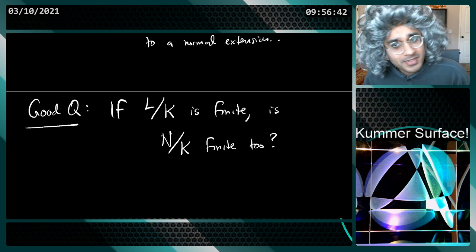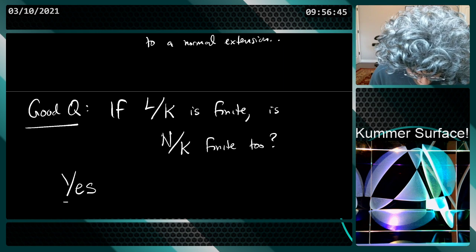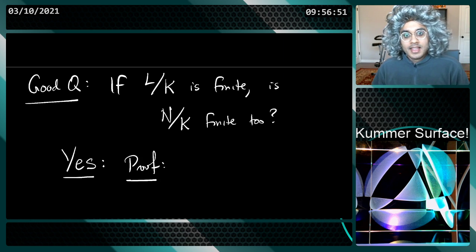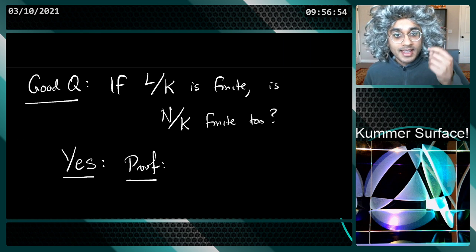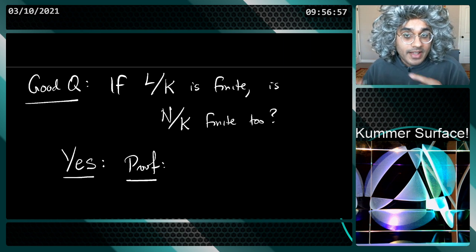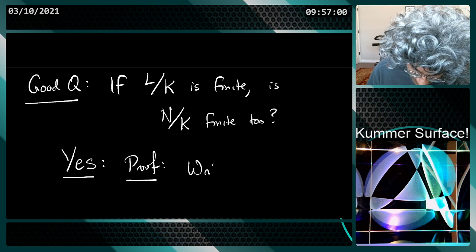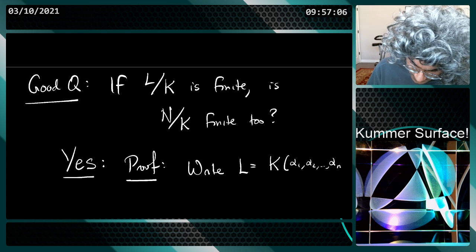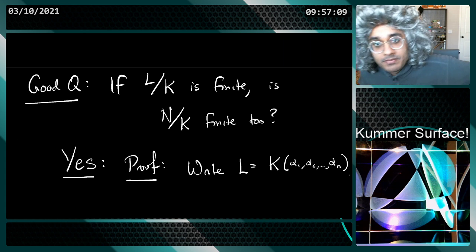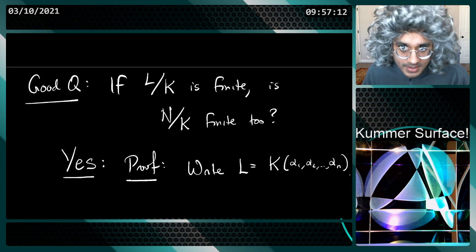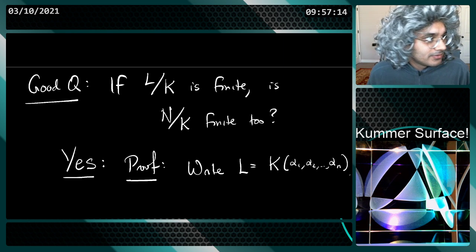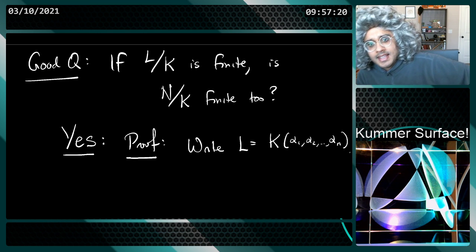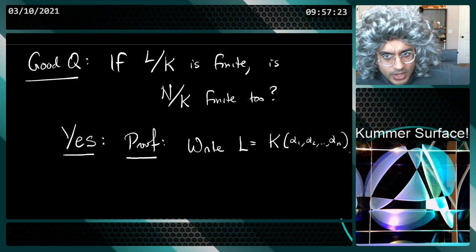Yes, let's prove this. L over K is finite. Means L is obtained by adjoining a finite list of algebraic numbers. I assume you understand what the alphas mean. Just a bunch of generators, finitely many. Okay, write that. And now, for each one of these alpha i's, write down the minimal polynomial.